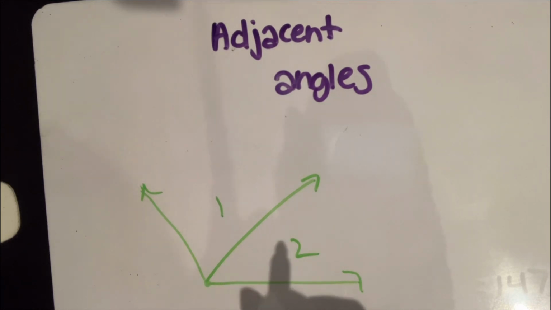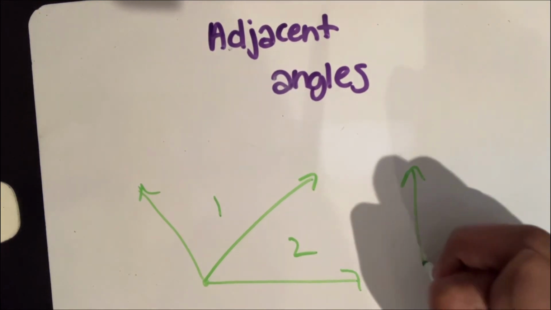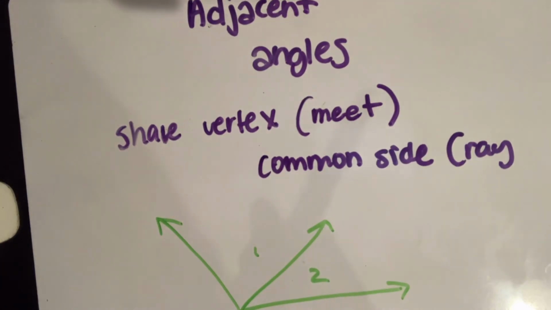Adjacent angles are two angles that are side by side. They share a vertex. Angles 1 and 2 are side by side, so they are considered adjacent angles. Let's try something out. Here is a complementary angle, which equals 90 degrees. Adjacent angles are angles that share a vertex where they meet, or a common side, which is also known as a ray. So here's an example of adjacent angles. Angle 1 and angle 2 are right next to each other and share a ray and a vertex. Right next to each other, so they are adjacent angles.